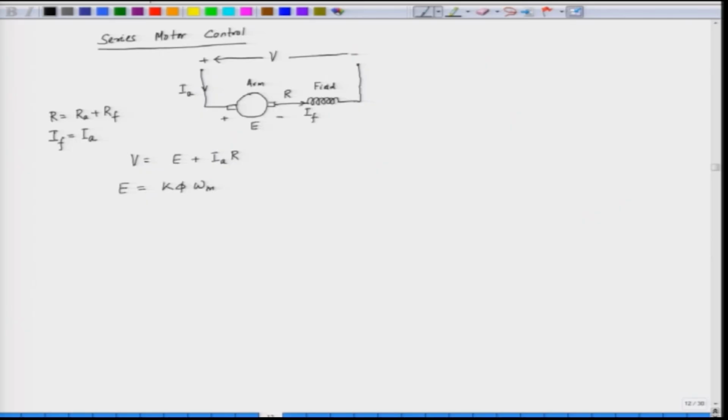So, what is the flux in this case? Flux here is given as Kf into I F, because as you go on varying the field current, the flux will change. This assumes magnetic linearity.